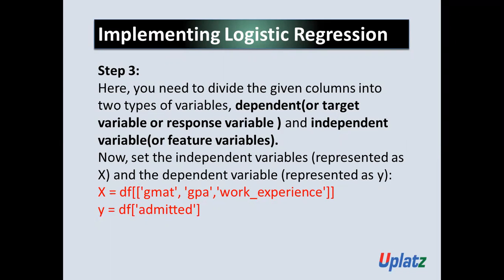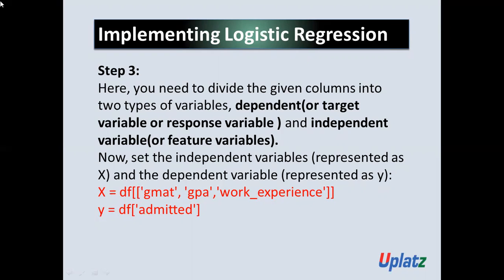So based on the GMAT, GPA, and work experience, I need to predict whether the student gets admission or not. So I need to consider the columns GMAT, GPA, and work experience as the independent variables. So I need to divide the given columns into the two types of variables, dependent and independent.